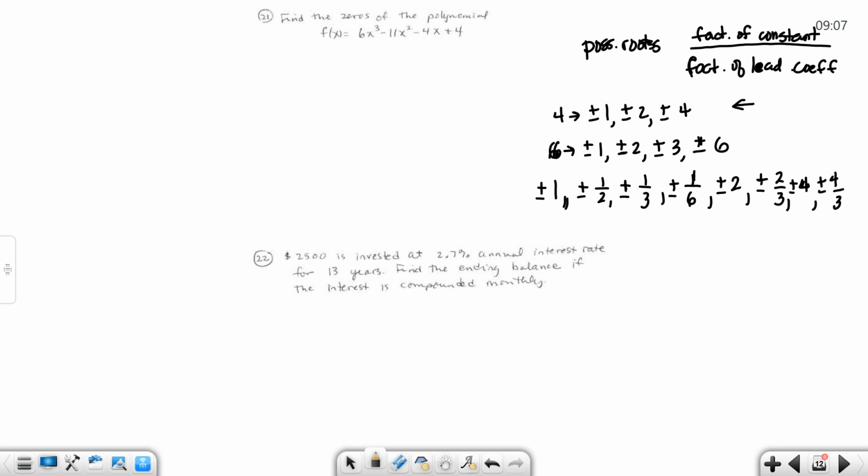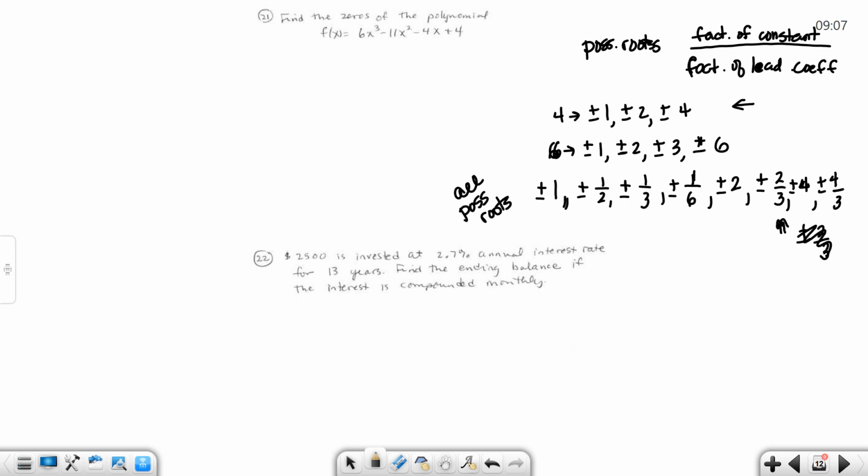And then plus or minus 4 over 6, which simplifies to 2/3, but we already have it, so we're not going to list it again. Now these are all of our possible roots, but only 3 of them are actually going to be solutions or zeros.